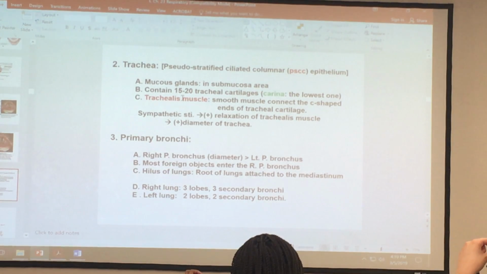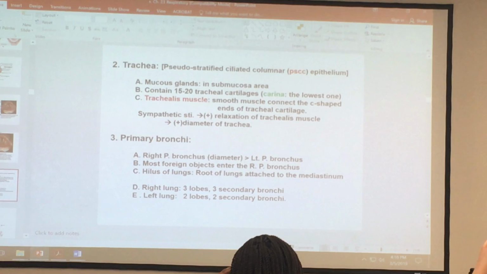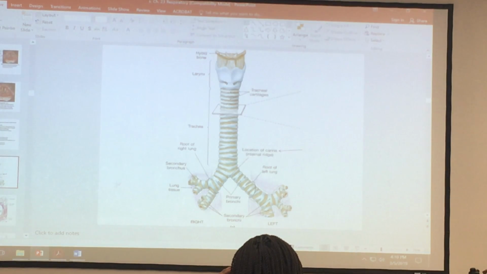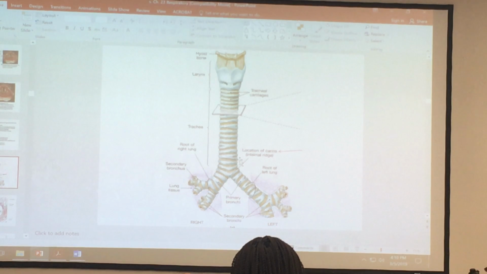In total, we have 15 to 20 tracheal cartilages, and the last piece we call the carina is in the lower part of the trachea. See, that's thyroid cartilage, cricoid cartilage, and then tracheal cartilage, C-shaped normally, and sometimes a double C. On the back side it's not cartilage, it's muscle connecting. And the last piece is a V-shaped structure we call the carina.